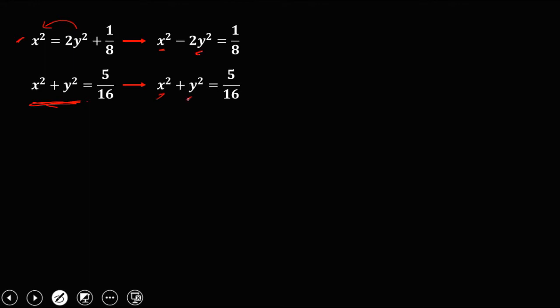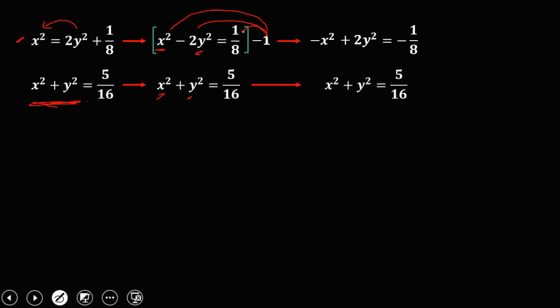So for this example, I'm going to eliminate this x squared by multiplying one of the equations by -1. So I choose to multiply this first equation by -1. So therefore, this positive x squared becomes negative x squared. This negative 2y squared becomes positive 2y squared. And this positive 1/8 becomes negative 1/8. And copy this second equation.